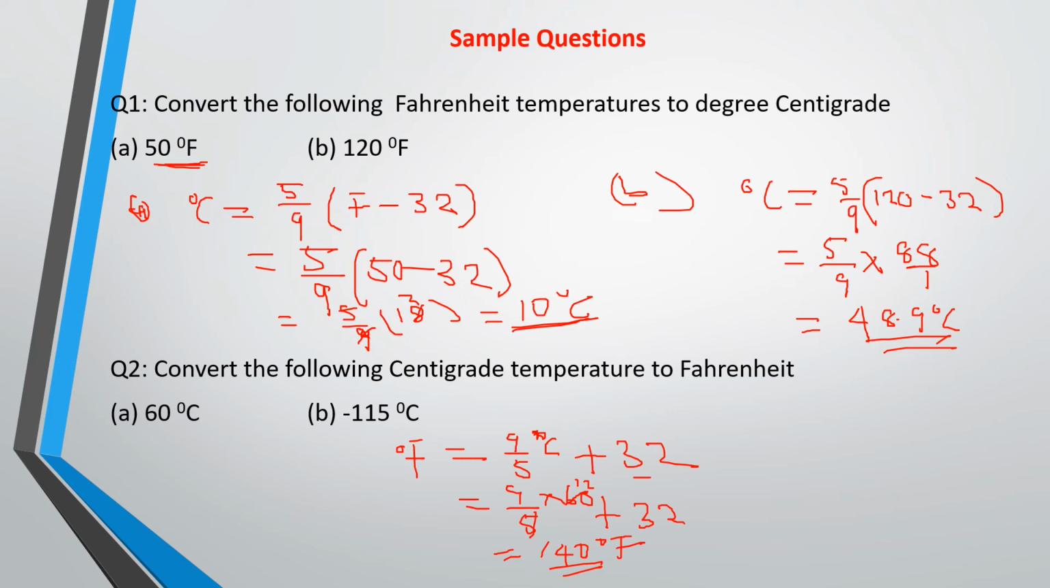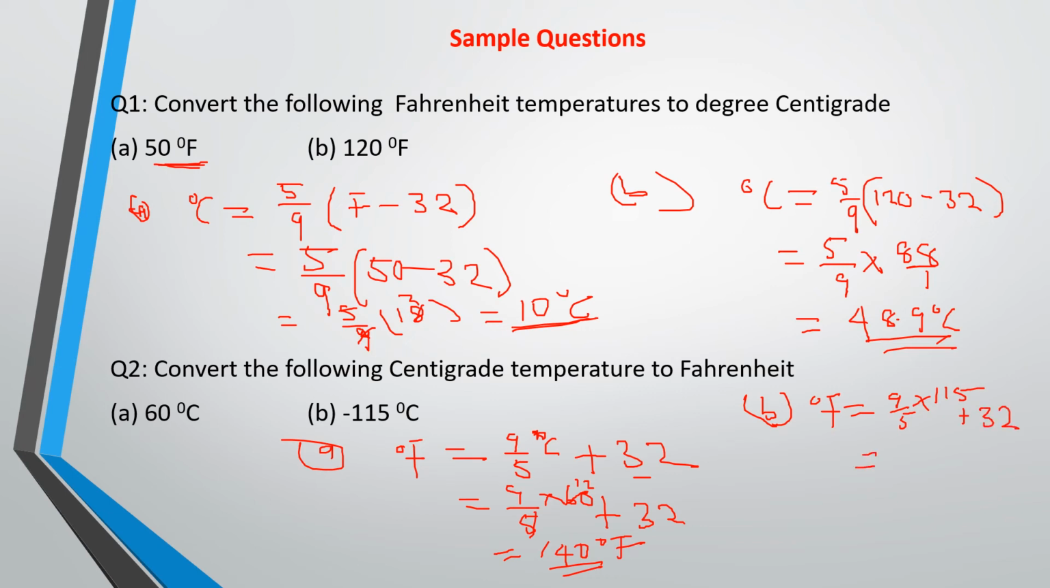Let us do the other one. So this is the number 1. So let's do the second one. So for the B, just as we did for the first one, degrees Fahrenheit is equals to 9 over 5 times 115 plus 32.